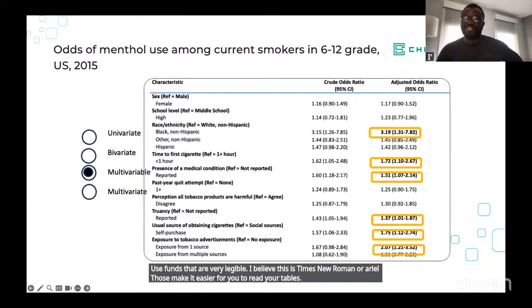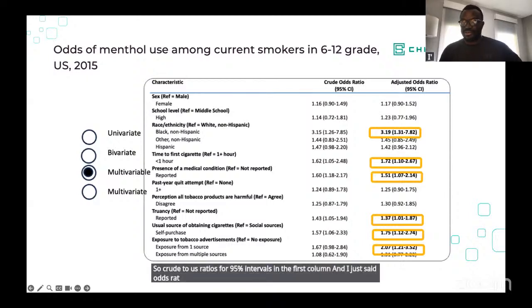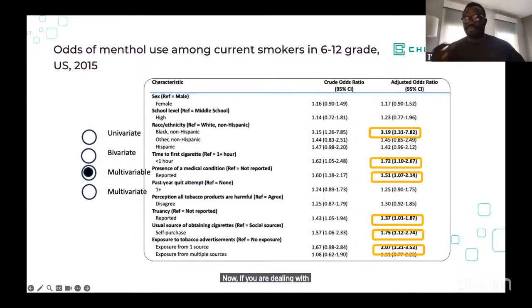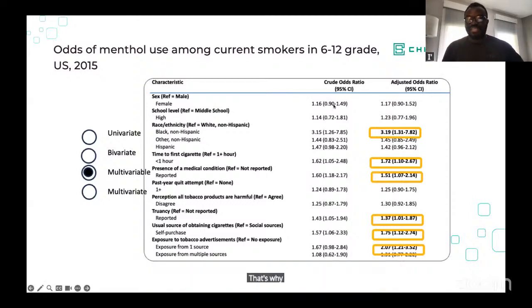So crude odds ratios with 95% intervals in the first column, and adjusted odds ratios in the second column. Now, if you are dealing with a number that has the potential for negative values, please do not use a dash. Here, odds ratios cannot be negative. That's why we're using 0.90 dash 1.49.